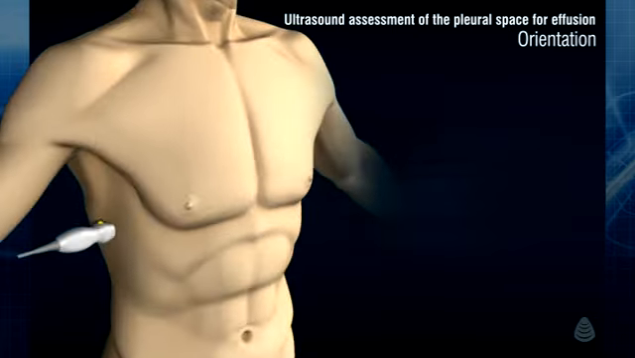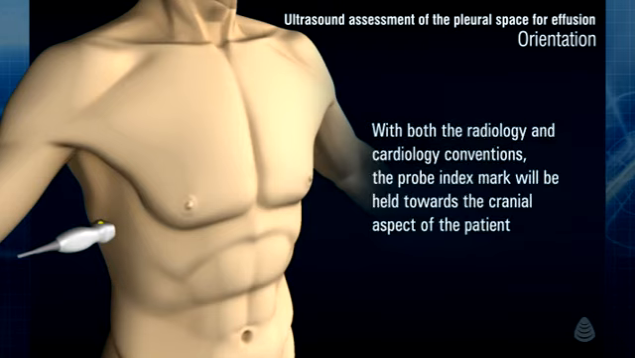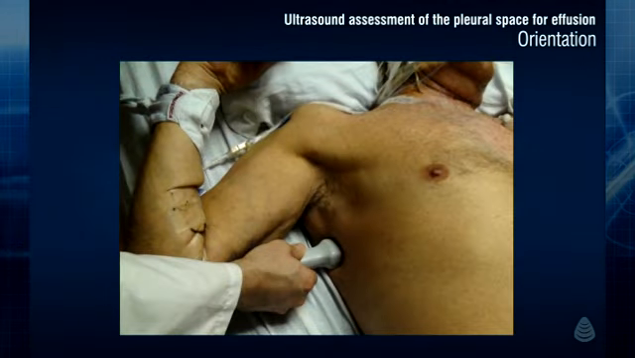Note that when scanning in the longitudinal plane of the body, like it should be done when assessing the pleural space for effusion, as previously discussed, with both the radiology and cardiology perspective, the probe index mark will be held towards the cranial aspect of the patient. This orientation of the probe index mark towards the head should be the one used whatever the type of probe used and whatever the chest area you're scanning.